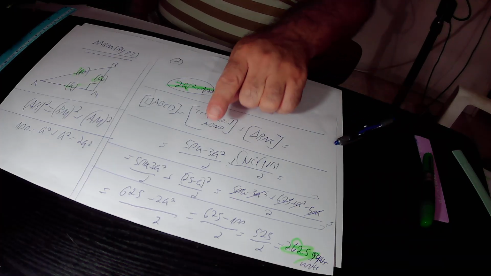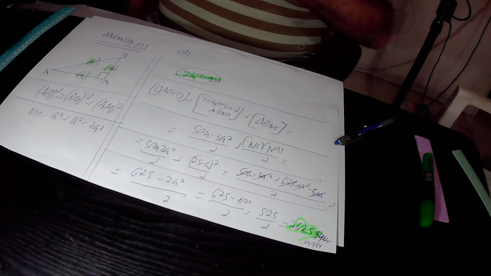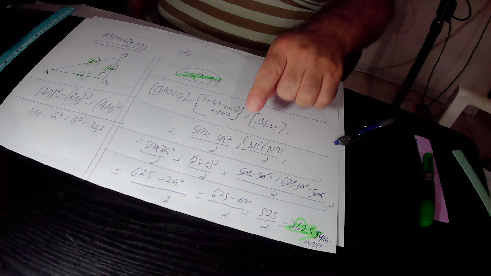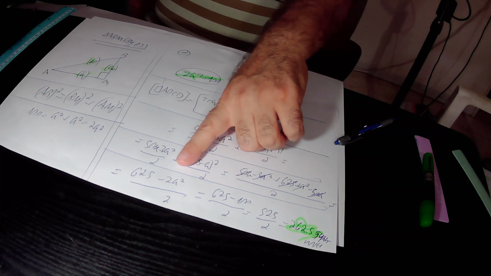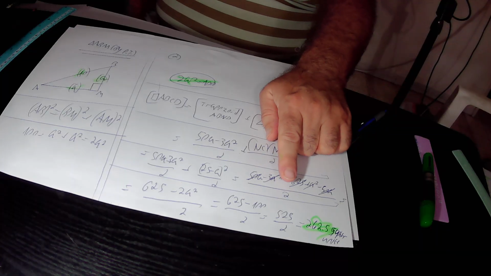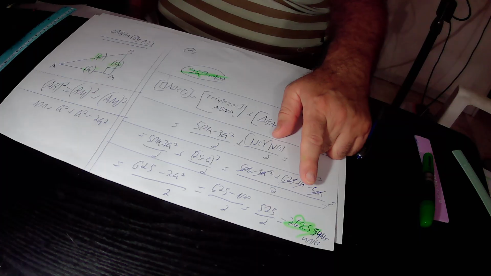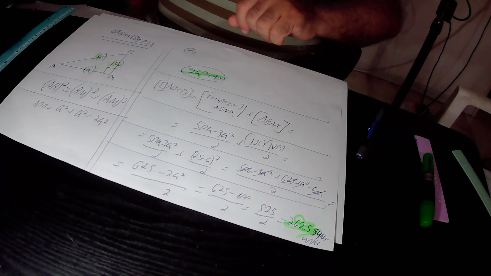So we can substitute 2A squared in this expression by 100. We did it and we found out that the area of quadrilateral ABCD in total is equal to 625 minus 2A squared, that is 100, over 2. 625 minus 100 is 525 over 2. 525 over 2 is 262.5 square meters in size.